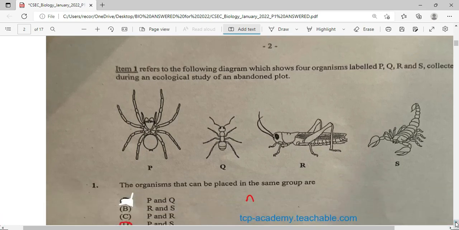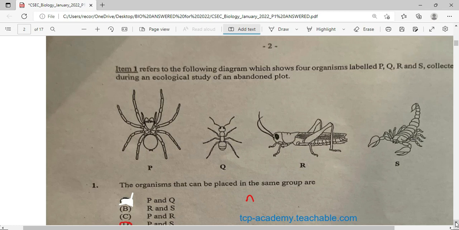Item number 1 refers to the following diagram, which shows 4 organisms labeled P, Q, R, and S collected during an ecological study of an abandoned plot. Now here, we're having a spider, P, Q, ant, R, grasshopper, and S, a scorpion.